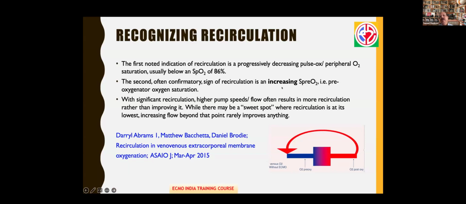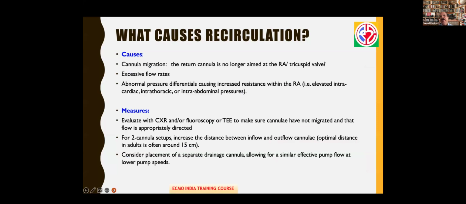The first noted indication of recirculation is progressively decreasing pulse ox on the patient, usually below 86%. Confirmatory sign is increasing pre-oxygenation because you are getting oxygenated blood back to the oxygenator. So it looks red. And losing this color difference between the venous blood as well as the arterial blood on that.